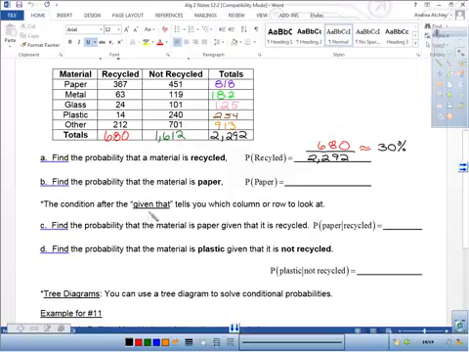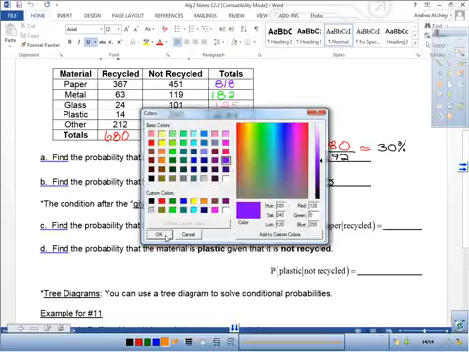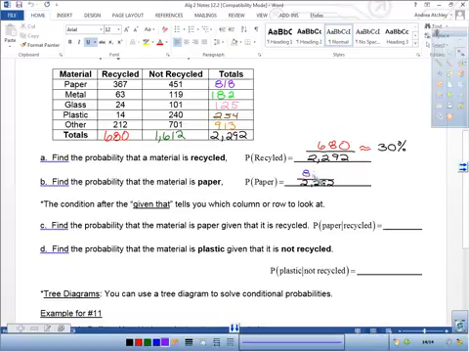Any questions over that? Now we just want to find the probability that the material is paper. So again, that's still the 2,292 total. And then we want to know what the total of paper is. And that's our 818. Any questions over that? Then we use our calculators to find the percent for that. 36%. Are we rounding well there? Good.